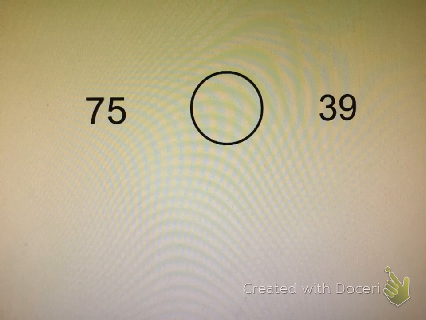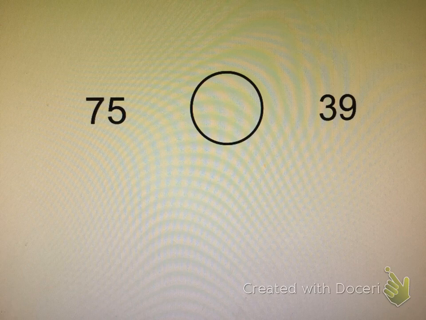Now, some number comparisons are obvious at first glance. 75 is a greater value or amount than 39, but for many students, the symbols themselves are confusing. Now, confession, I used to get the names of these symbols mixed up too. When I was in 3rd and 4th grade, I could never remember which one was called the greater than symbol, which one was called the less than symbol. So here's a tip. It doesn't matter. Don't worry about the name of the symbol.